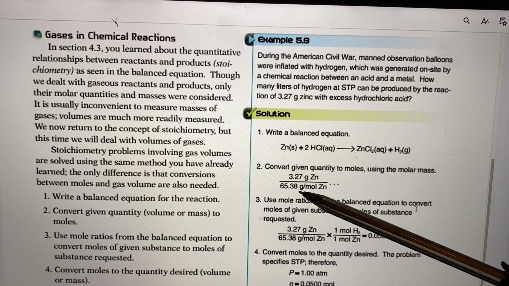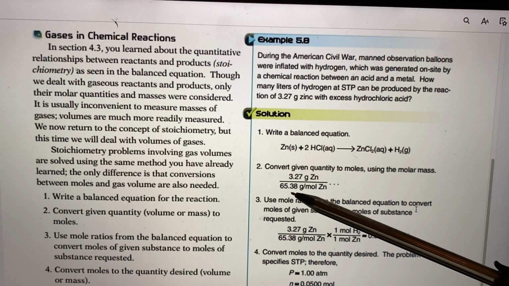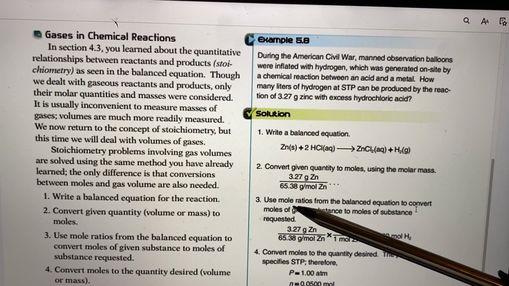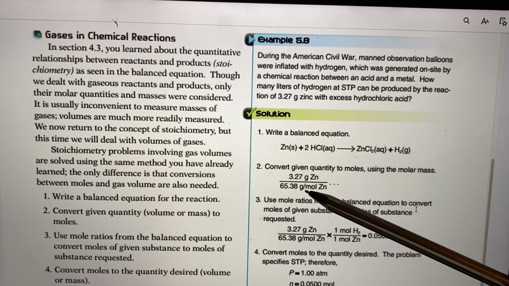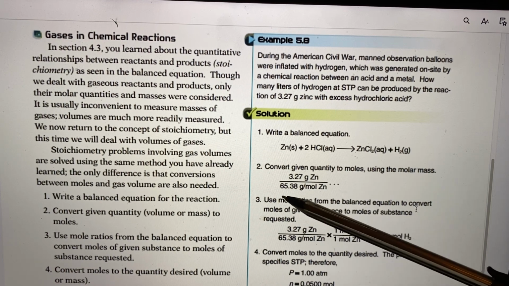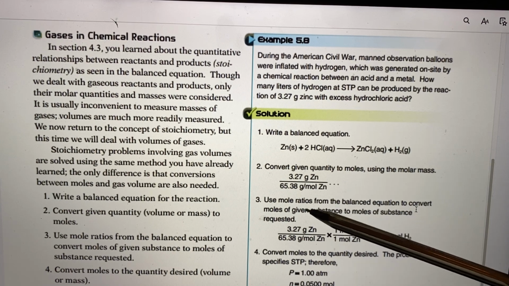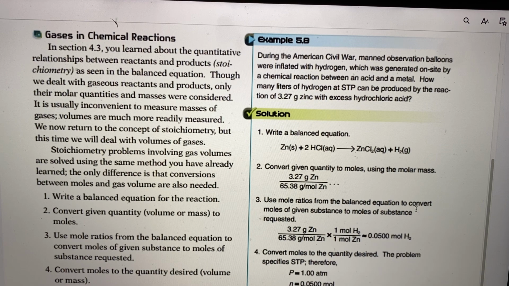Now we're going to take the molar mass, which is 65.38 grams per mole. Remember, we can look that up in the periodic table for the zinc, and you divide that out. Then you use the ratios from the balanced equation to convert the moles of a given substance to moles of the desired substance. So you put in the zinc over the 65.38, and then we have how many moles of hydrogen to the moles of zinc.